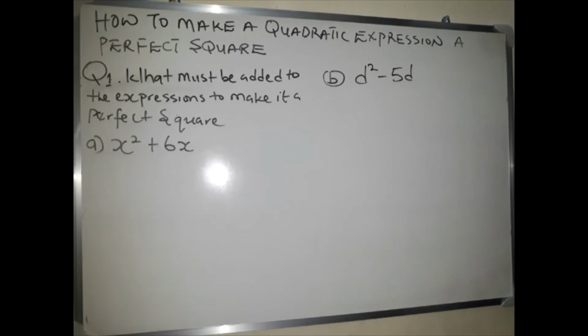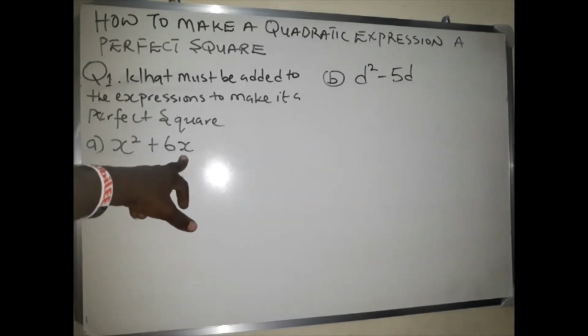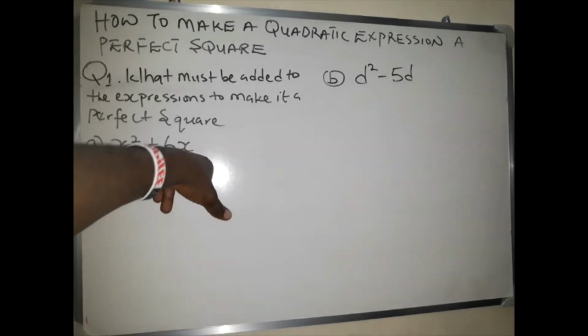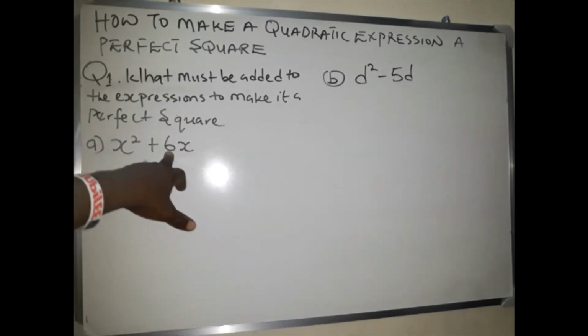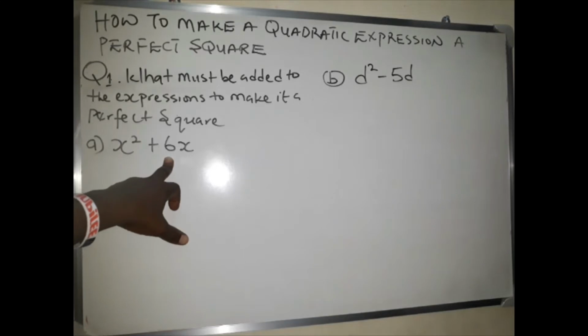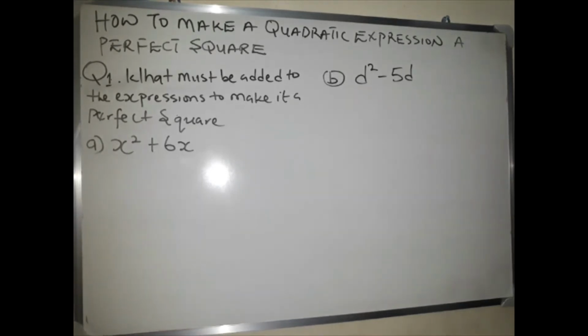Now, in order for you to express a quadratic expression as a perfect square, what you must do is add the value of half the coefficient of x, or any letter that you're given. Like in this case we have an x, but here we have a d. So you add the value of half the coefficient of x, or any letter you're given, raised to power 2. Let me quickly do that for you so you understand better.